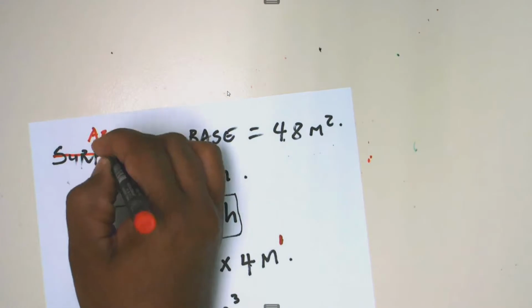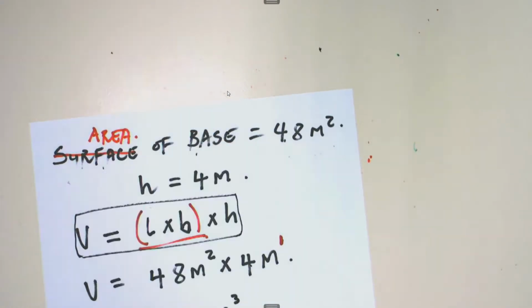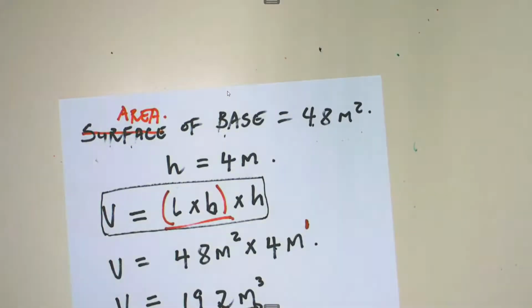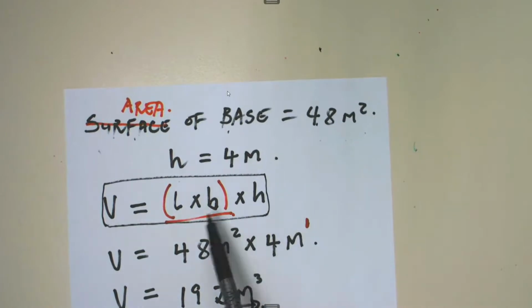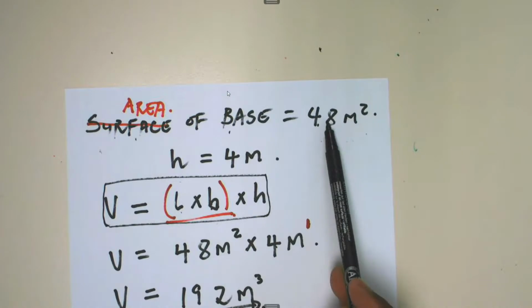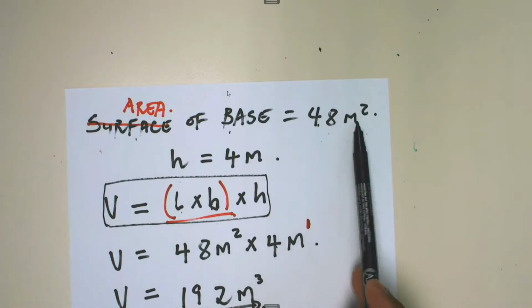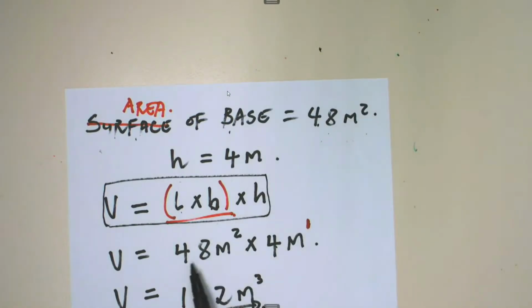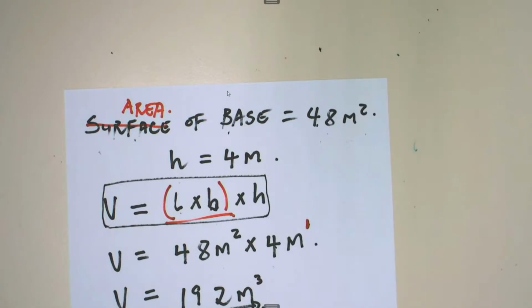Area of the base is given. Area of the base, and therefore we substitute where we see length by breadth. That has already been done for us. You can even say the unit there, and therefore that will be 48 meter squared. We multiply it by 4 meters, and therefore the answer will be 192 cubic meters.